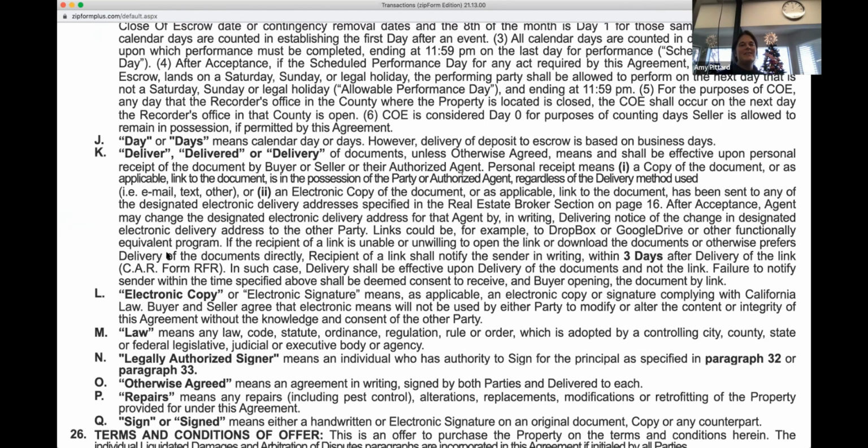Delivery of documents, unless otherwise agreed to, means that this shall be effective upon personal receipt of the document by buyer, seller, or authorized agent. Personal receipt means a copy of the document, or as applicable, a link to the document, is in the possession of the party or authorized agent, regardless of delivery method used, i.e. email, text, or other, or an electronic copy of the document as applicable. Link to the document has been sent to any of the designated electronic delivery addresses specified in the real estate broker section on page 16. After acceptance, an agent may change the designated electronic delivery address for that agent by delivering written notice of a change to the other party. Links could be, for example, to a Dropbox, Google Drive, or other functionally equivalent program.